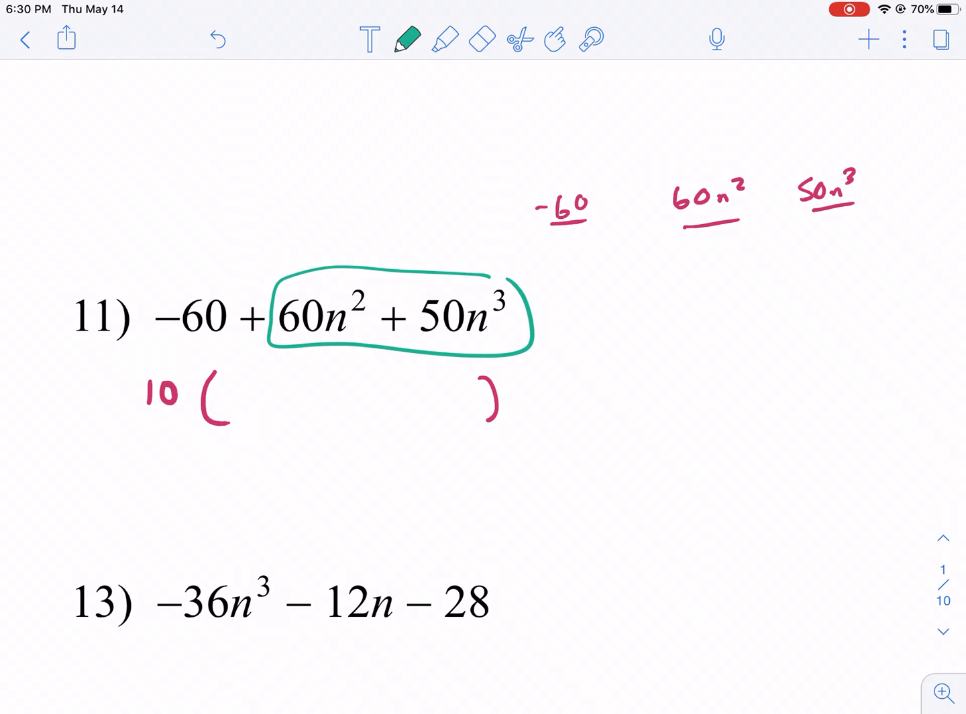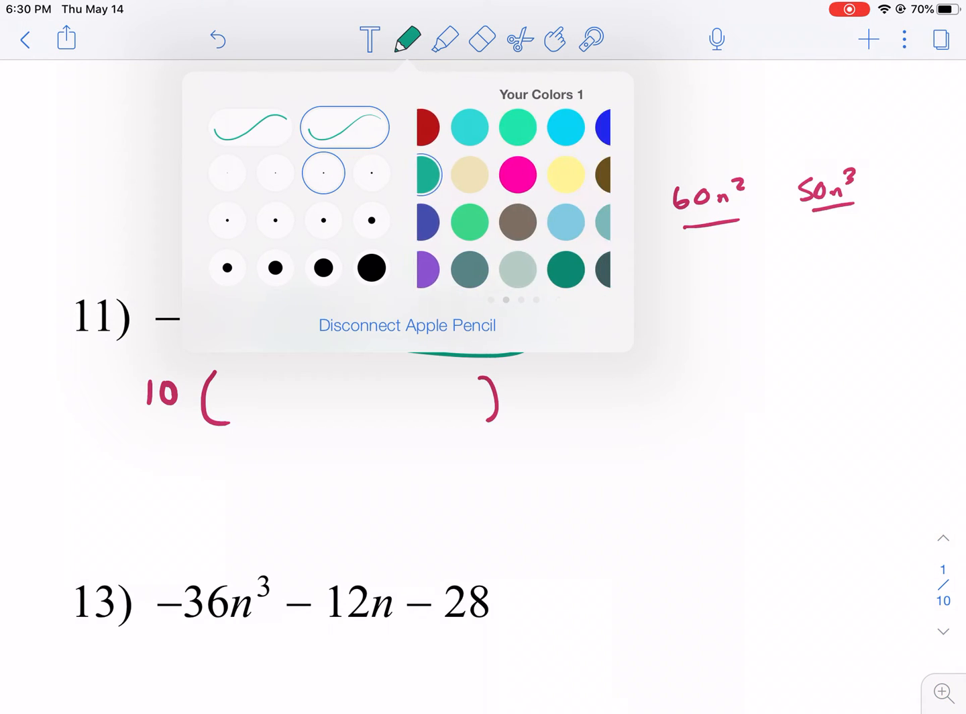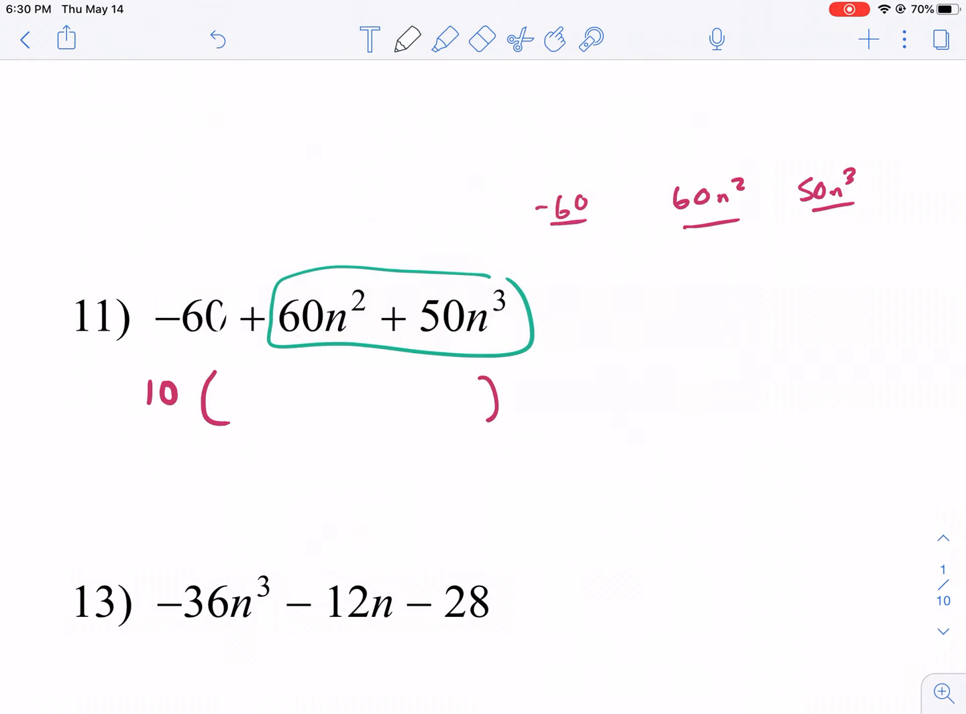If it was just these two terms, let me go ahead and show what that looks like. If it was just those two terms, we could factor out what? What would be the common factor for the variables here? We could factor not only a 10, but we could factor out an n squared, because n squared is a factor of n squared, and n squared is a factor of n cubed. We do n squared times n to the first to get n cubed. So n squared would also be a factor there. In this case, that's not true because there's no n here, so we can't factor out a variable.